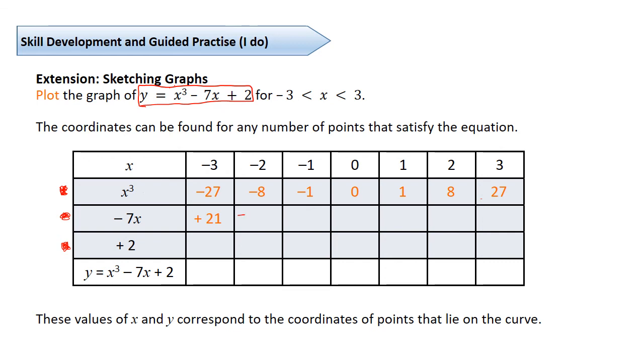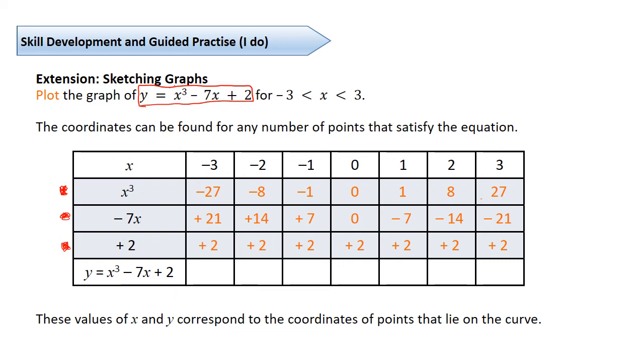So minus 7 times minus 2. Negative times a negative gives me a positive. 2 times 7 is 14, etc. Following that throughout the entire row, I get all of these values. The last row is definitely the easiest because it is plus 2. There are no x's, so all we have to do is write 2 into all the columns. There's no substitution, so it doesn't change depending on the x. It is just plus 2.